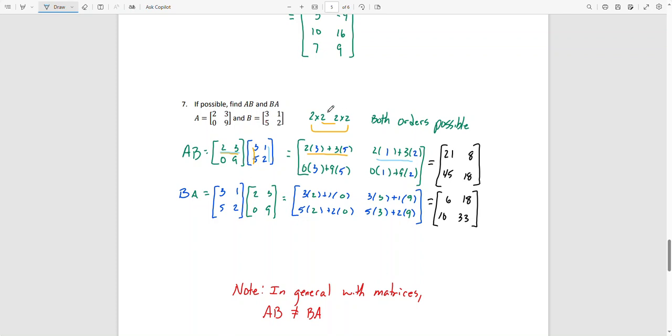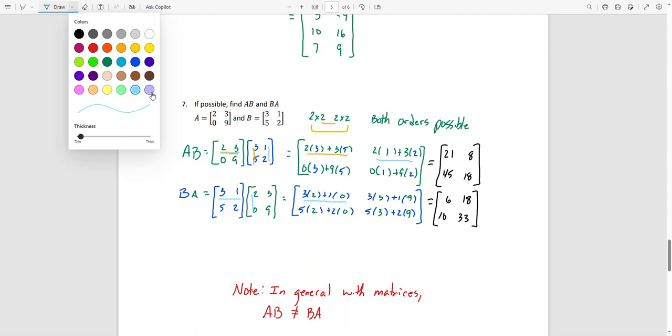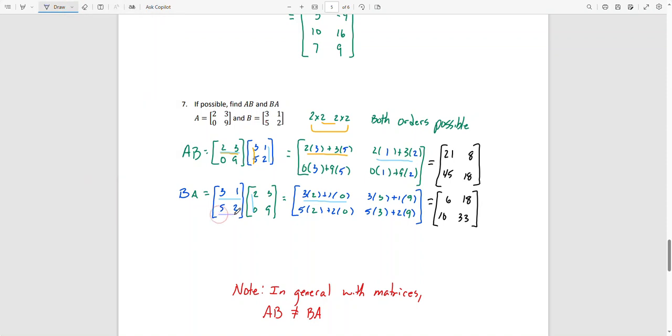Now, we can multiply in both orders, right? The 2's, it's all 2's. So this time, I'll take row 1 times column 1, and I'm multiplying different numbers. Right now, this is 3, 1 times 2, 0. This was 2, 3 times 3, 5. So, of course, we're not going to get the same answers. It's going to be slightly different in every single instance. Row 2, column 2 ends up in row 2, column 2.